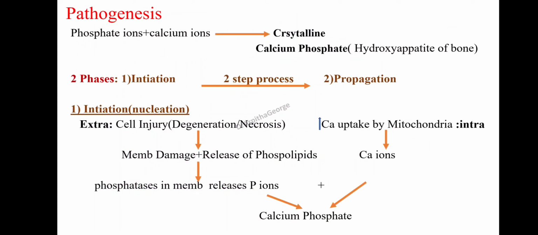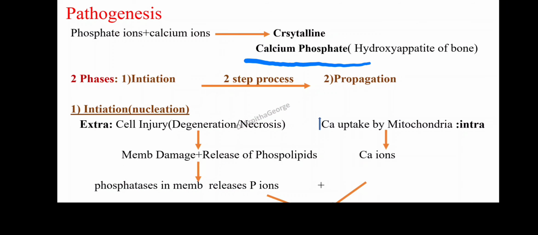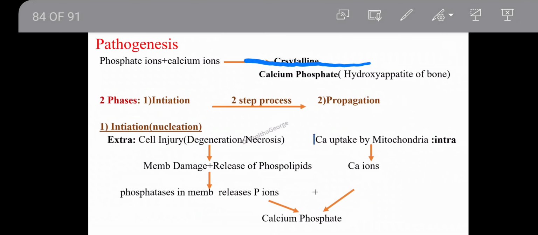What happens mainly in dystrophic calcification, you know, right? There is a deposition of calcium salts. What calcium salts? Crystalline calcium phosphate. How are you getting the crystalline calcium phosphate? Phosphate ions are going to bind with the calcium. It will form the crystalline calcium phosphate. That is the deposition of the calcium salts. So how is it happening?